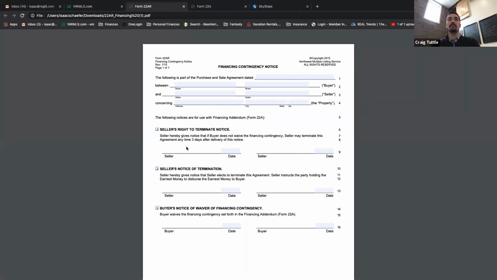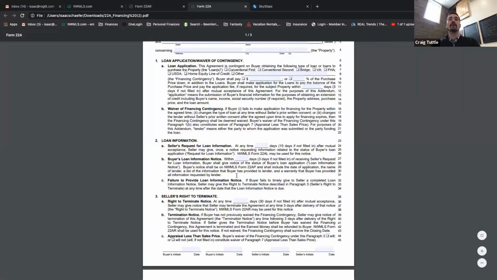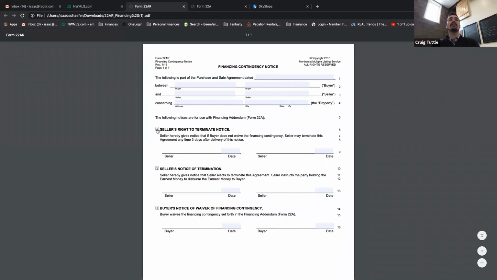So what you do is you send the 22AR, and going back to this really quick, if they do send the 22AP within 3 days, then you can do this after 30 days, which probably won't be applicable because you'll probably be closed. But this is normally available to send after 30 days. At 30 days, you send them this form signed by your sellers only. And it says, seller hereby gives notice that if the buyer does not waive the financing contingency, seller may terminate this agreement anytime 3 days after delivery of this notice.